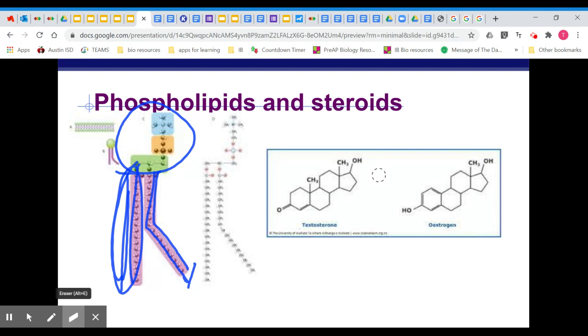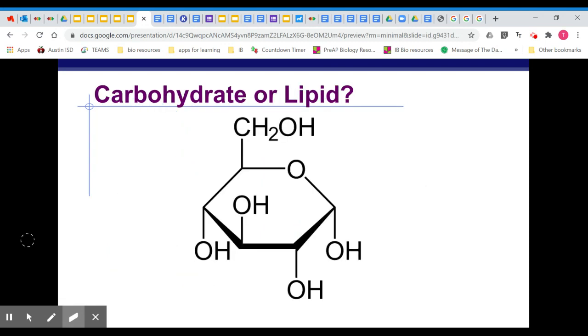All right, so let's practice seeing if we can tell the difference between a carbohydrate and a lipid. So let's look at this structure. Is that going to be a carbohydrate or a lipid? So it's made out of just carbon, hydrogen, and oxygen. The first thing I would try to do is really look at the ratio of carbon to hydrogen to oxygen.